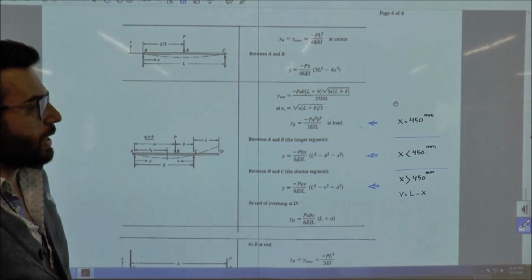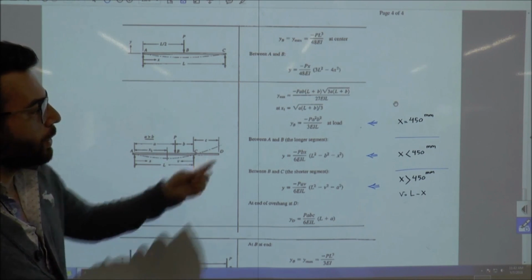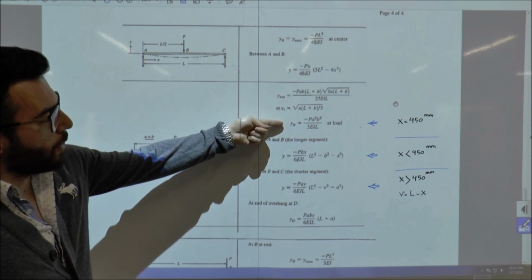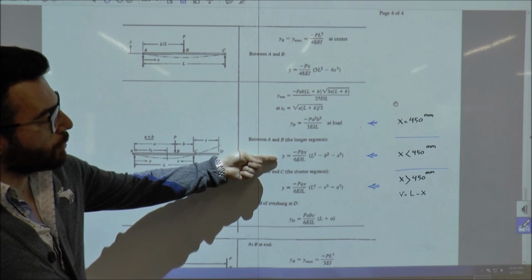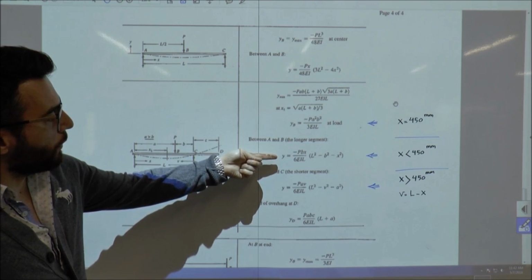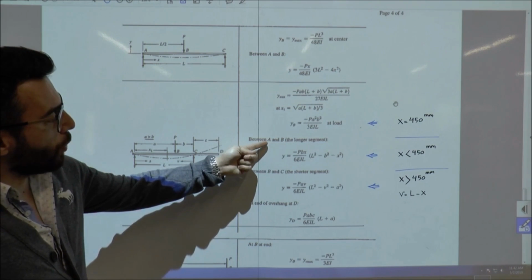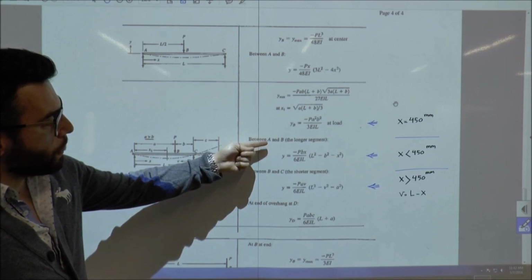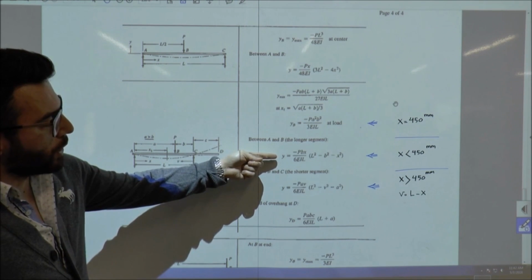If x is equal to 450 millimeter, you need to use this equation to find the theoretical deflection. If x is smaller than 450 millimeter, in other words, if the point of interest is between the left support and the load point, we need to use this equation to find the theoretical deflection.